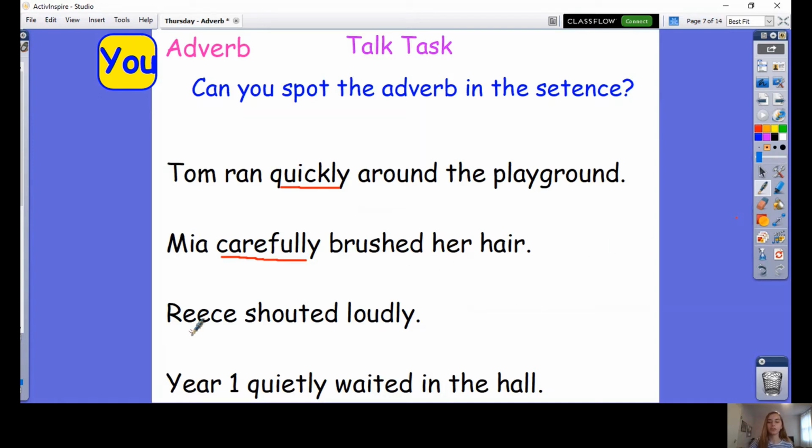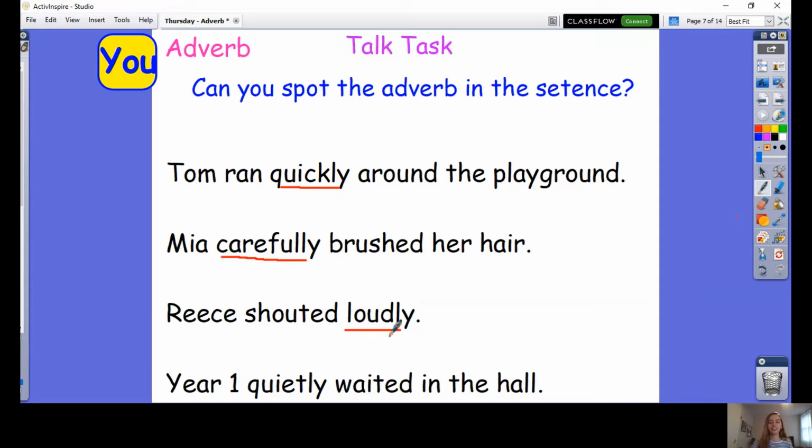Number 3, Reese shouted loudly. Which is our adverb? Well done. Loudly. He shouted. So shouted is our verb. So Reese is shouting. But how is he shouting? Loudly. It's telling us Reese is shouting really loud, probably in the playground to get someone's attention really loudly. Not really quietly. He's shouting really loudly.